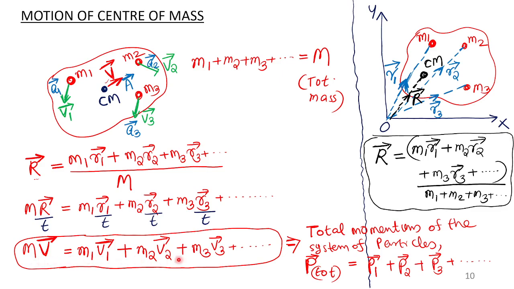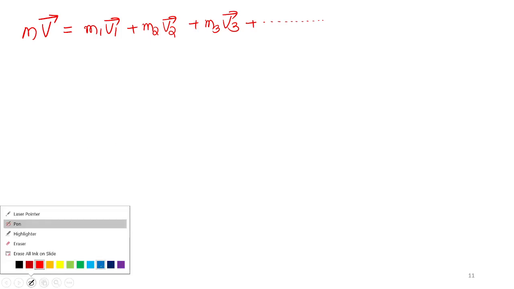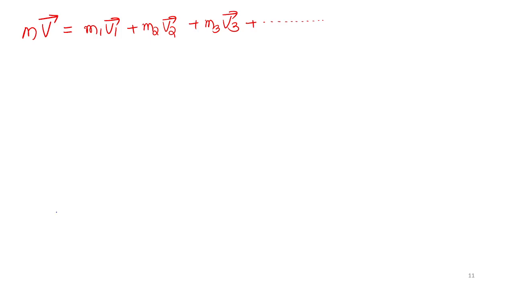Let me write this equation again: M into V equal to m1 v1 plus m2 v2 plus m3 v3, and so on. Just theory concepts. Let me divide each side by time, as in the earlier case. Precisely speaking, differentiating with respect to time.